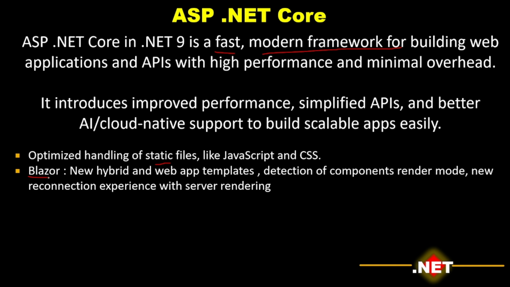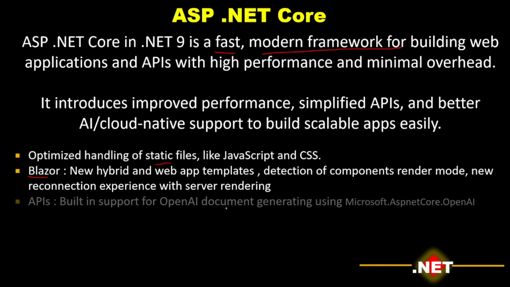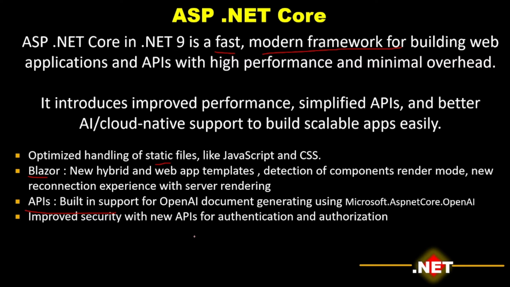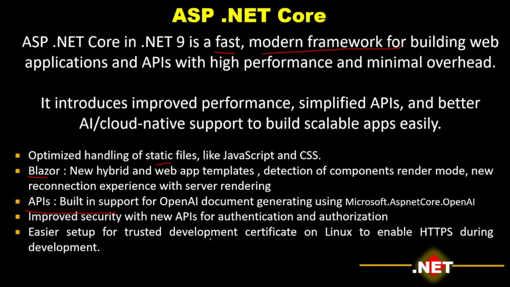Blazor, there are improvements in Blazor: new hybrid and web app templates, detection of component render mode, new reconnection experience with server rendering. APIs, built-in support for OpenAPI. This is an improvement in ASP.NET Core. Improved security with new APIs for authentication and authorization. Easier setup for trusted development certificates on Linux and HTTPS during development.